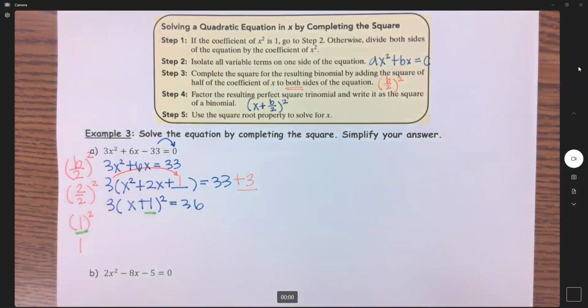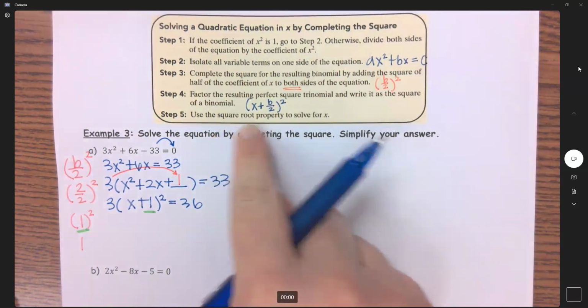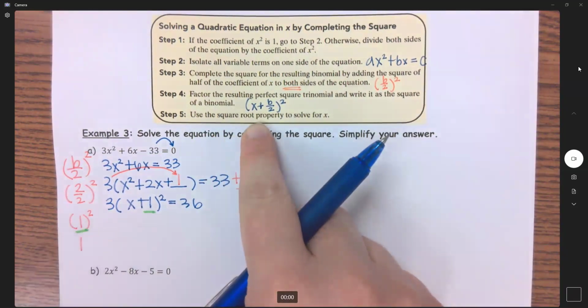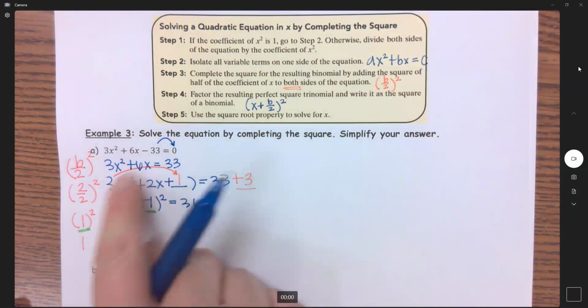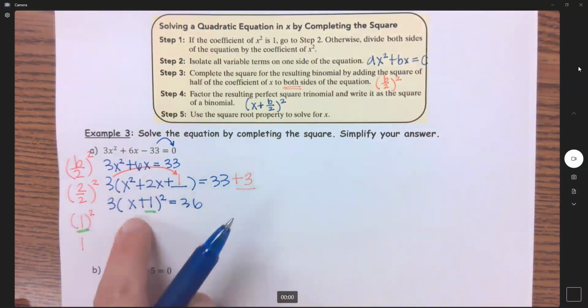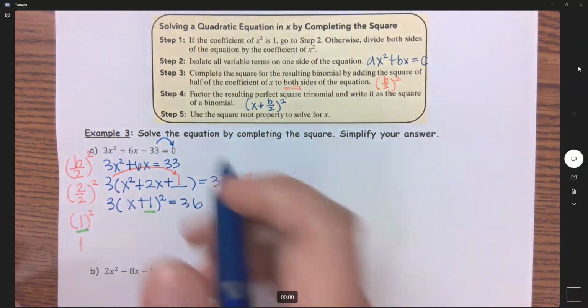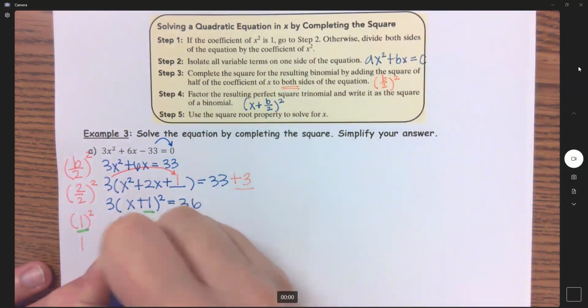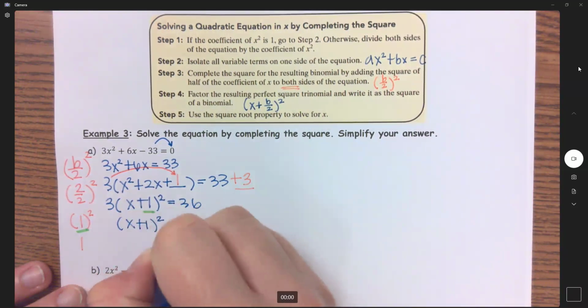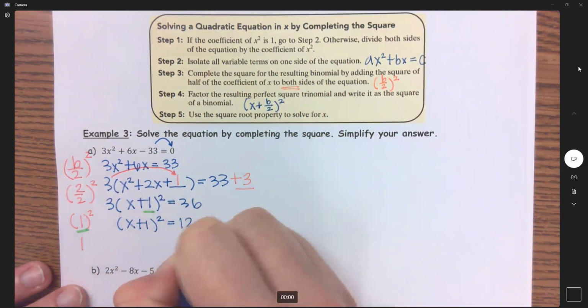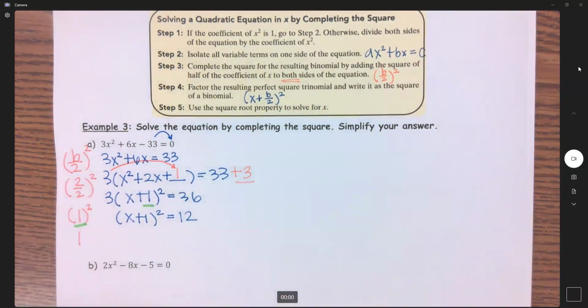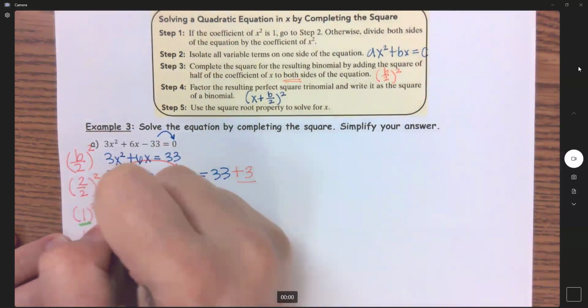Now here, before I can use my square root property, or before I can take the square root, I don't have the squared term by itself. This is 3 times my squared term. So now I need to divide by 3, which will leave me with x plus 1 squared equals 12. And now I can take the square root.